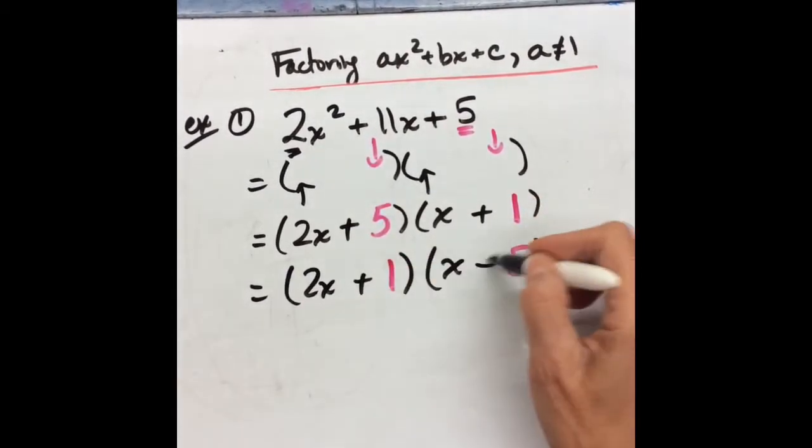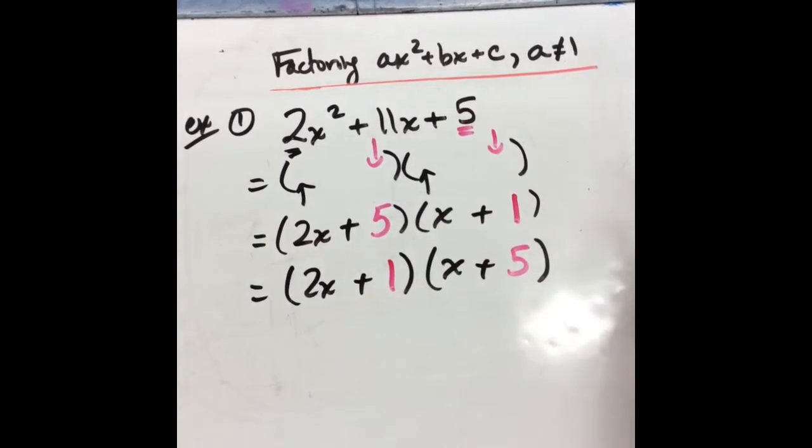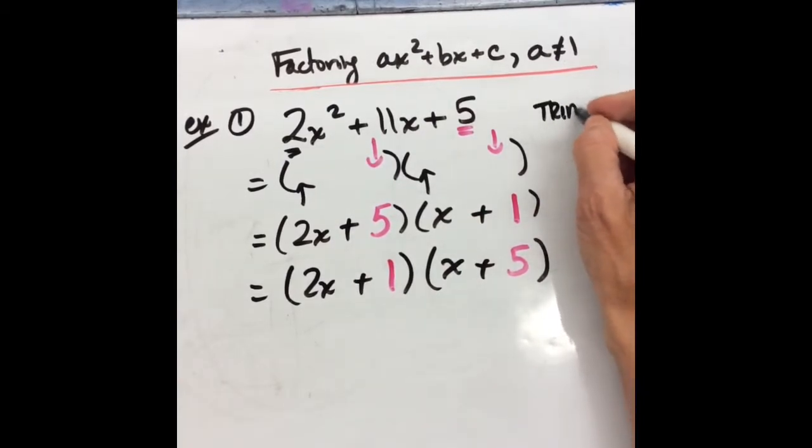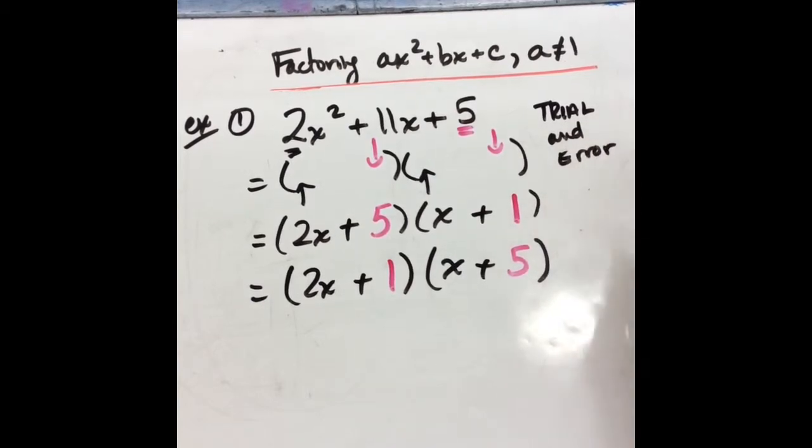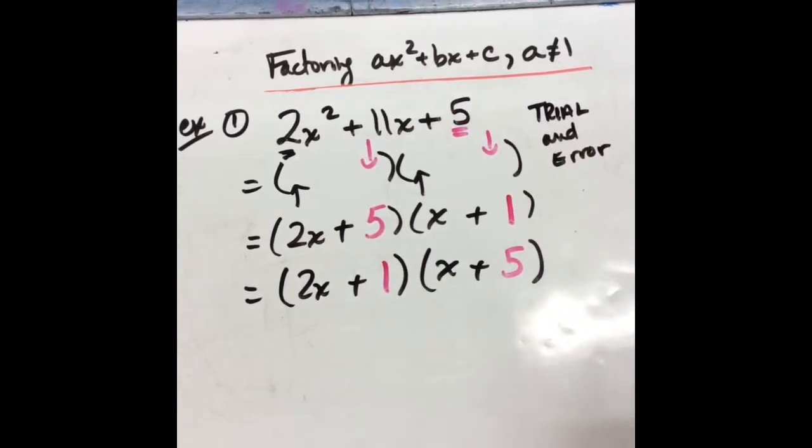And then what you have to do is decide which one to do. This is called trial and error. And sometimes it's quick and other times it isn't. I'm going to show you a way that you don't have to use trial and error. But let's just look at this.